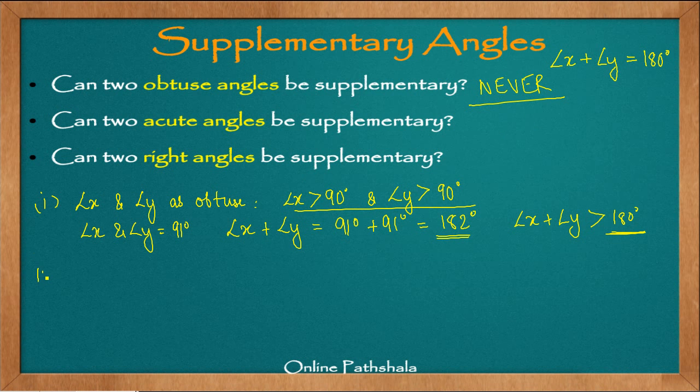Now let us look at the second one, which asks, can two acute angles be supplementary? In this case we are dealing with smaller angles. When angle X and Y are acute, we know that angle X and angle Y are less than 90 degrees. Again, taking our assumption that we can only measure angles in steps of 1 degree, what is the biggest acute angle that we have? It will be 89 degrees.